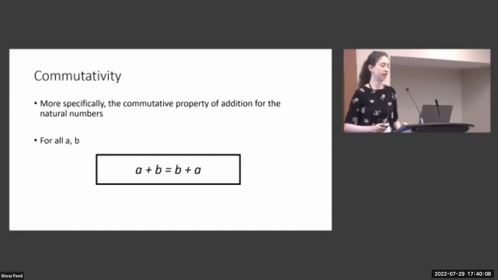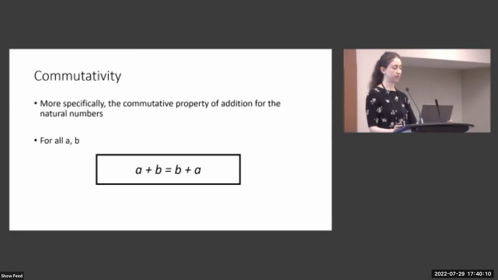So to define commutativity specifically, we mean the commutative property of addition for the natural numbers. So this is for all a and b, assuming a and b are natural numbers, a plus b equals b plus a. In other words, the order in which you compute the sum is irrelevant to the final answer.